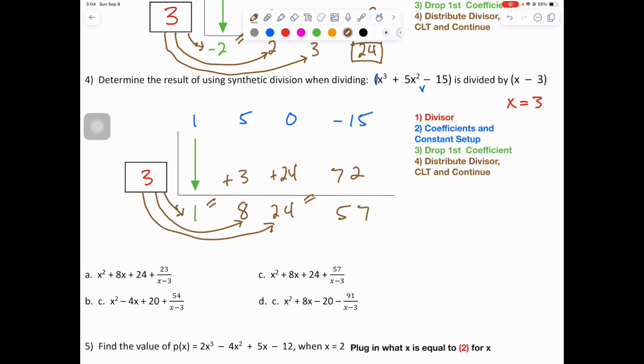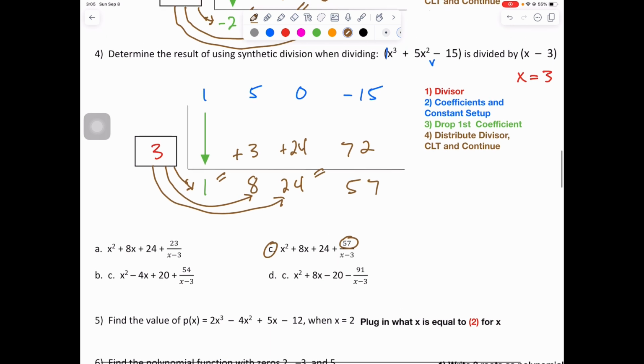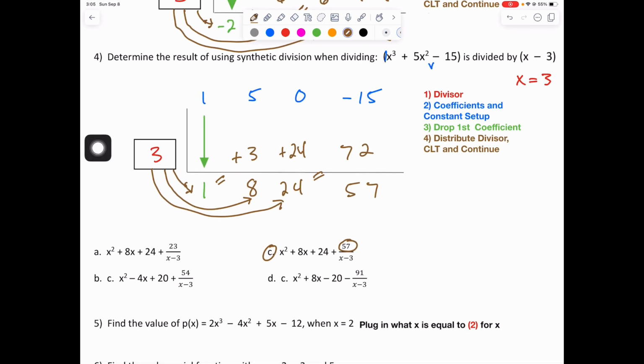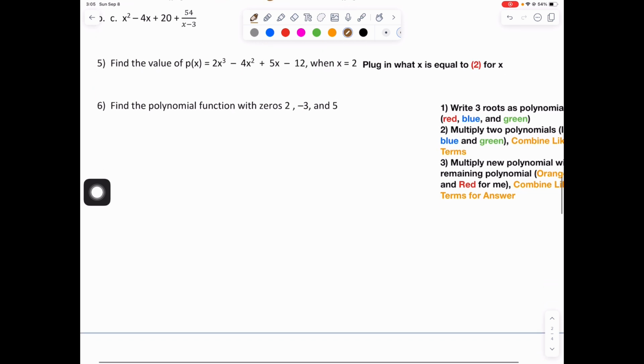Now, if you were to write this, well, right away we know we can just circle C because it's the only one that clearly has the 57 as a remainder. But if you were to write this, it would look like x squared plus 8x plus 24 plus 57 over our x minus 3. Moving forward to number 5, and you'll see a little bit more of that with number 7.